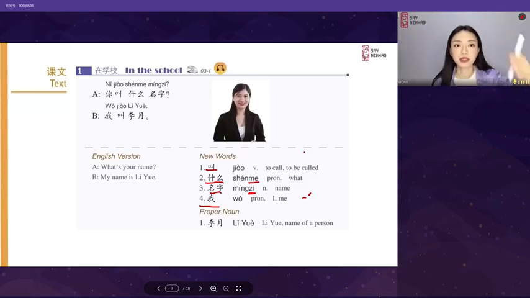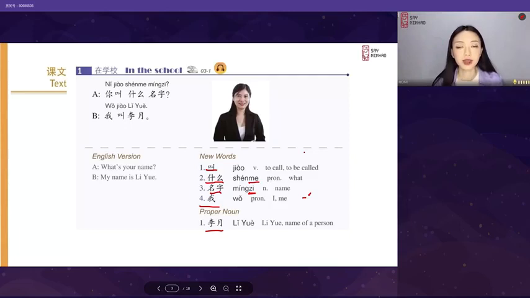Okay, next new word is 我. Read after me, please. 我. It's a third tone word. 我. It means me. Okay. Next is the proper noun. And it is 李月.